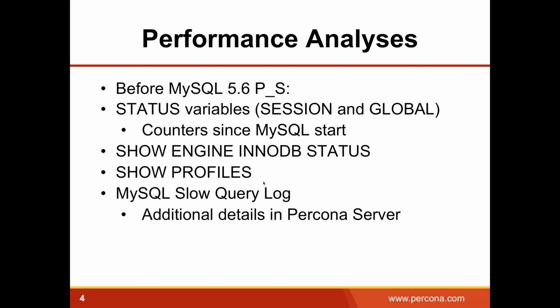Obviously, show engine InnoDB status is very helpful to get an insight of what InnoDB is doing right now. Another thing that we used since MySQL 5.1, 5.5 is show profile. It was originally a patch that will show you additional information about per session level profiling, so you can profile any individual query by using the profiles. And then finally, of course, the MySQL slow query log is very important to troubleshoot your queries. If you're using Percona Server, then there are some additional details that are logged in the slow query log.